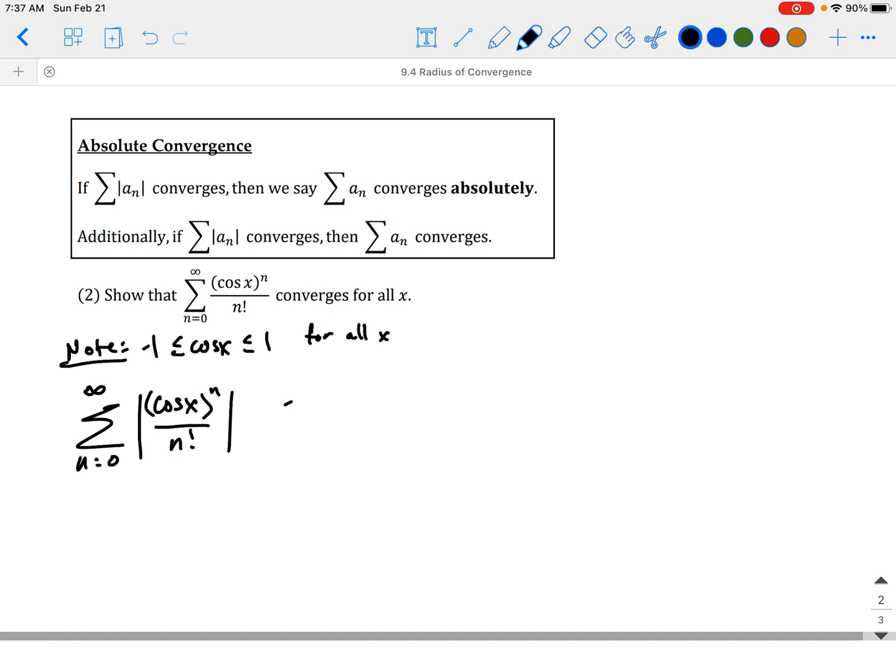Okay, so if we take the absolute value, we know that this is going to be less than or equal to 1 over n factorial. And so 1 over n factorial is going to be a convergent series. We can prove this a number of ways. One would be that this is going to be less than 1 over n squared, let's say. All right, so n factorial is going to be much bigger than n squared at a certain point in the series.